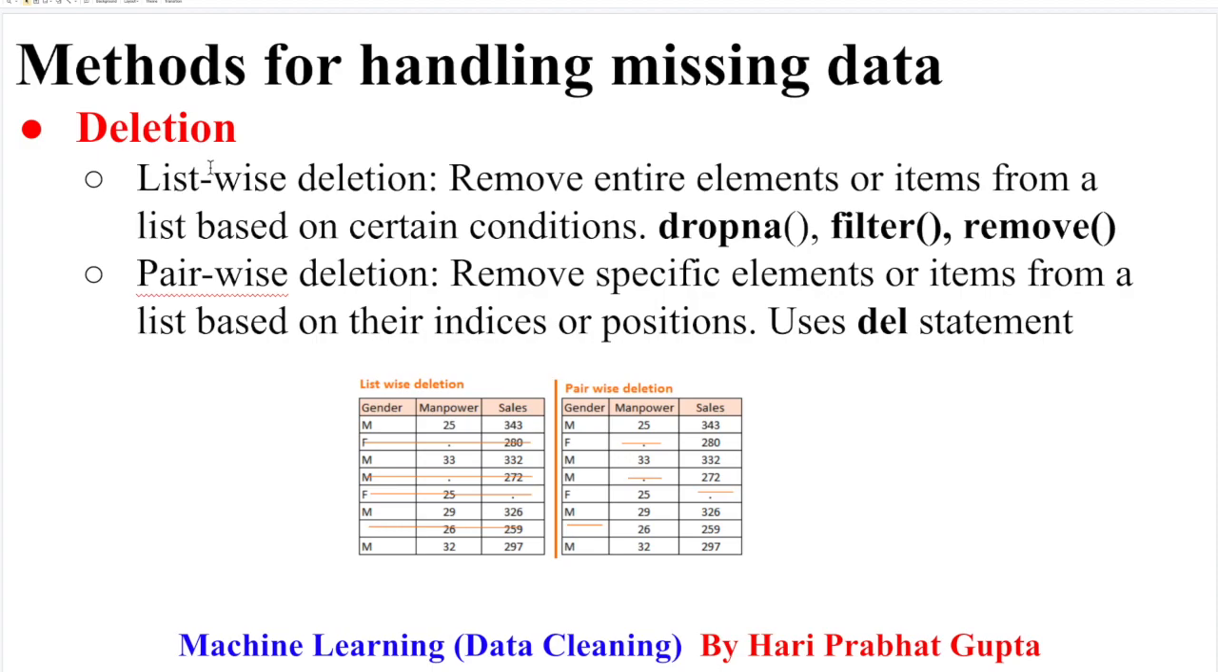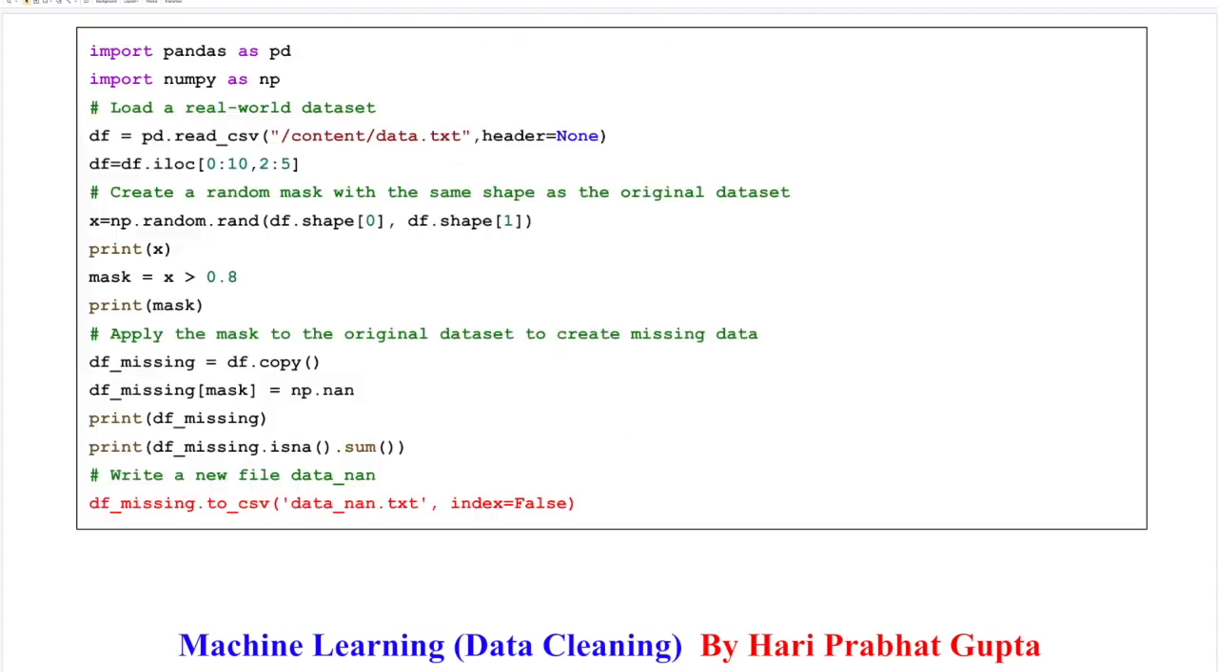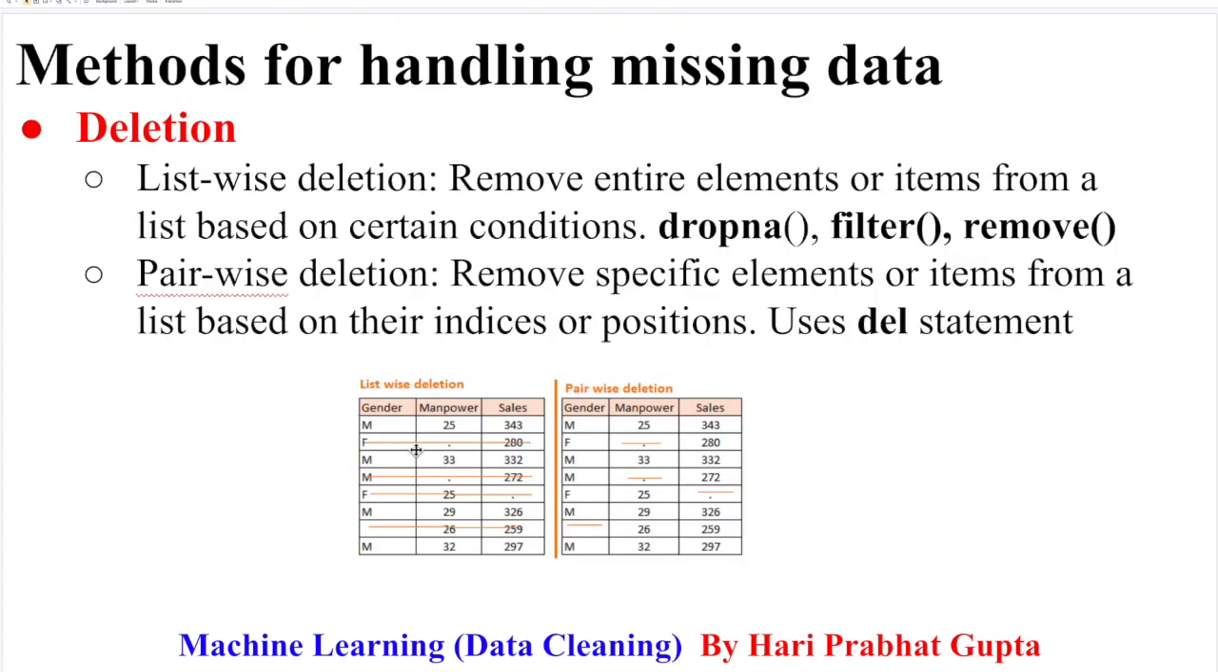There are two ways of deletion. One is listwise delete, the other is pairwise delete. If you apply listwise delete, it removes entire items from the list based on a certain condition. For example, in this picture one value is missing, so you can cut the entire row like this. You are not required to keep it. Why? Because this is listwise delete. In pairwise delete, you delete only the selected values.